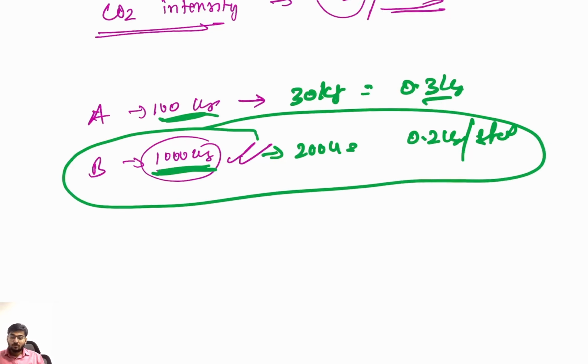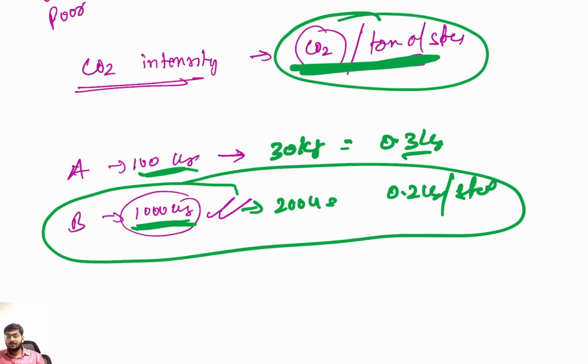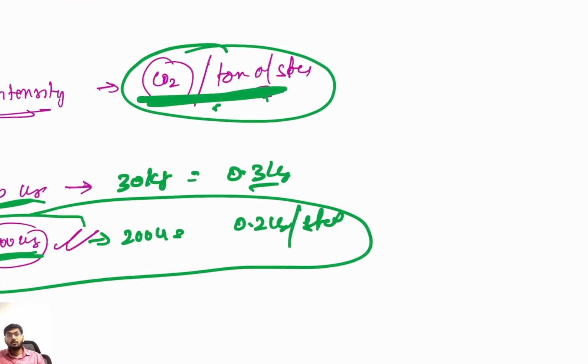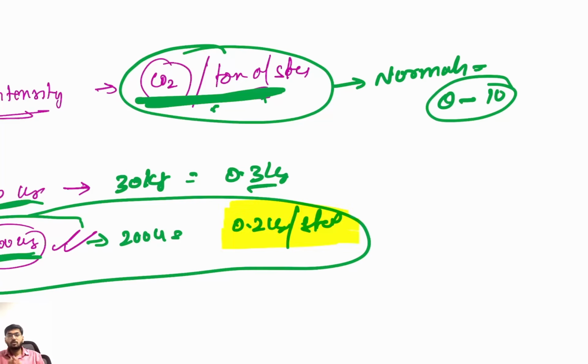Clear? So what I'll do is take this information, how many tons of steel they have produced and how much carbon dioxide they have released into the air. So I can calculate this number, and now I will normalize it on the scale of 0 to 10. Why? Because this information is not directly relevant to me. How will I incorporate that into my data set? So I will convert that information into a scale of 0 to 10.